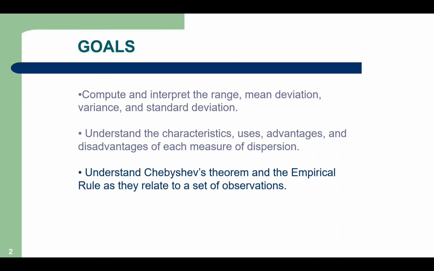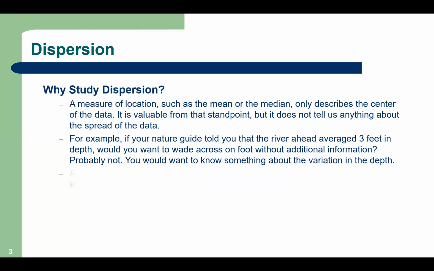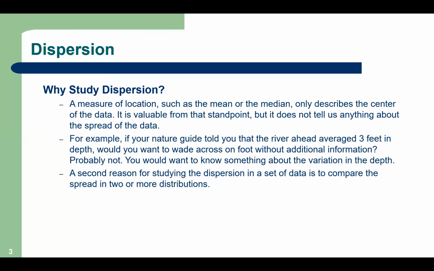All these are different types of dispersion measurements. Similarly, we will understand the characteristics, uses, advantages, and disadvantages of each measure of dispersion. And in the end, we will talk about Chebyshev's theorem and the empirical rule related to a set of observations. Let's start our discussion about dispersion. Why do we study dispersion?